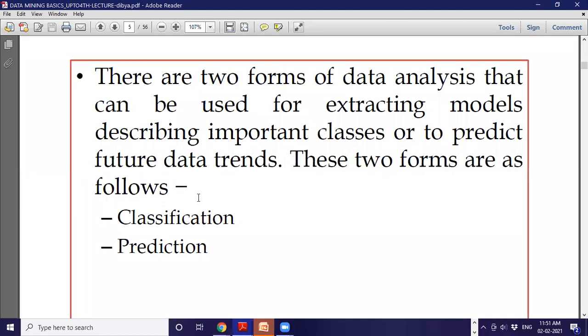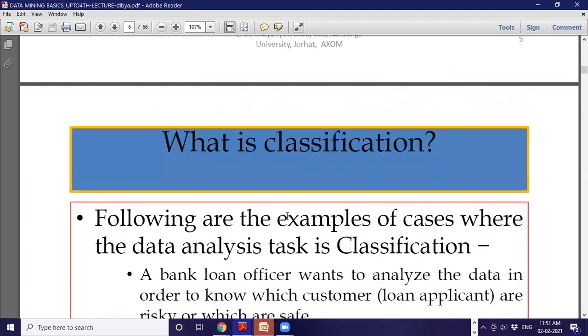there are mainly two forms of data analysis. One is classification, another is prediction. We always try to do these things, meaning either we try to classify or we try to predict. Now, let's define what is classification.